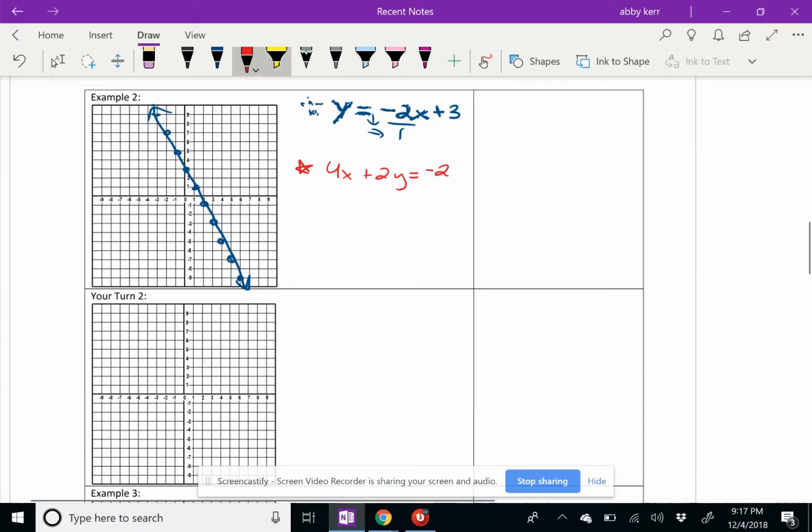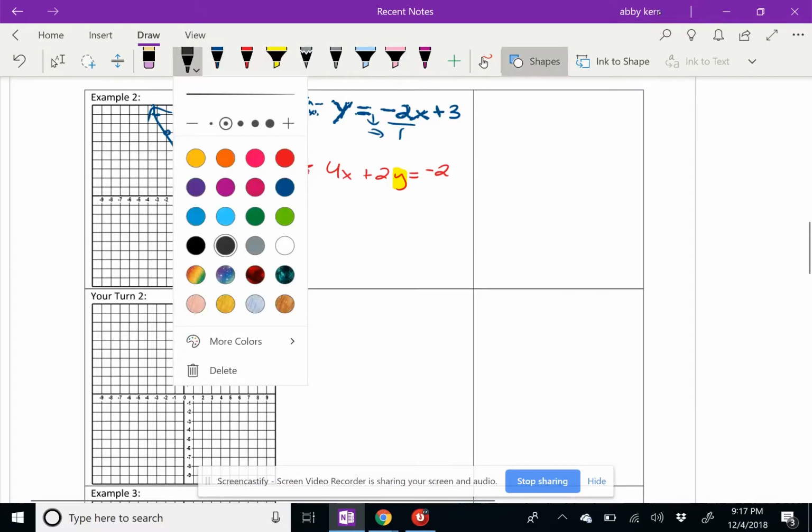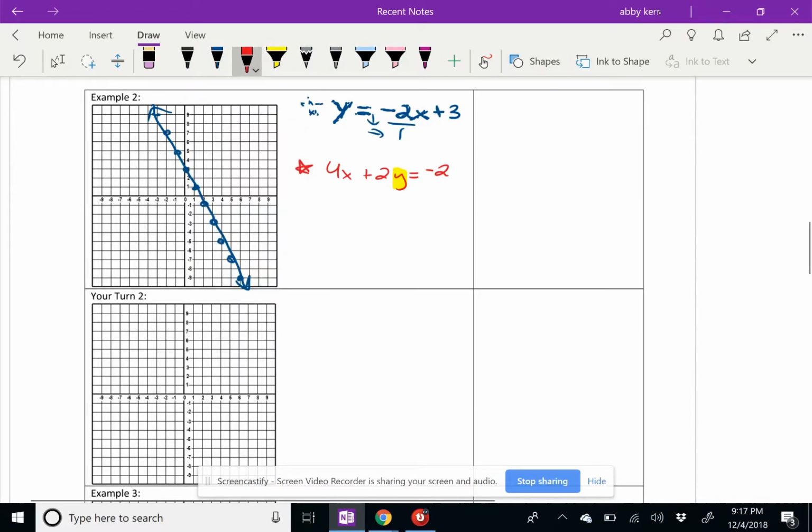Now this is the hardest one because remember we're trying to get y isolated to be in slope-intercept form. So we have to minus 4x on both sides. The -2 and the -4x are not like terms, so just rewrite it. Now our y is still not isolated, so we have to divide by 2 because we are multiplying. So then we have y equals -2x minus 1.